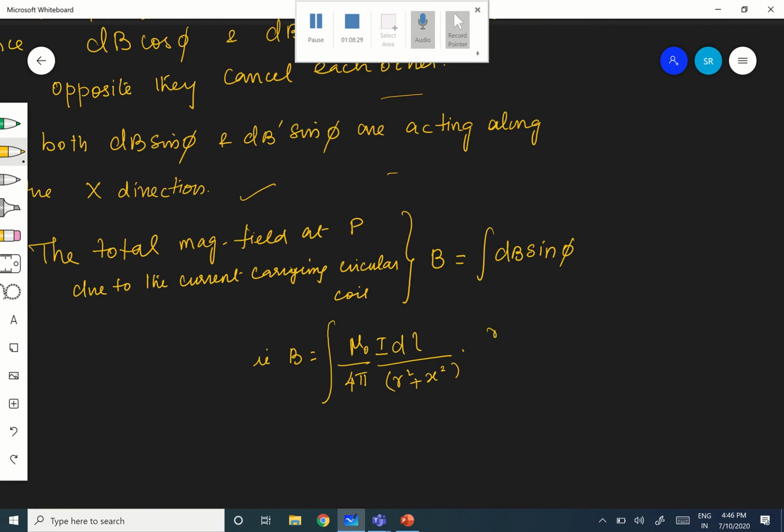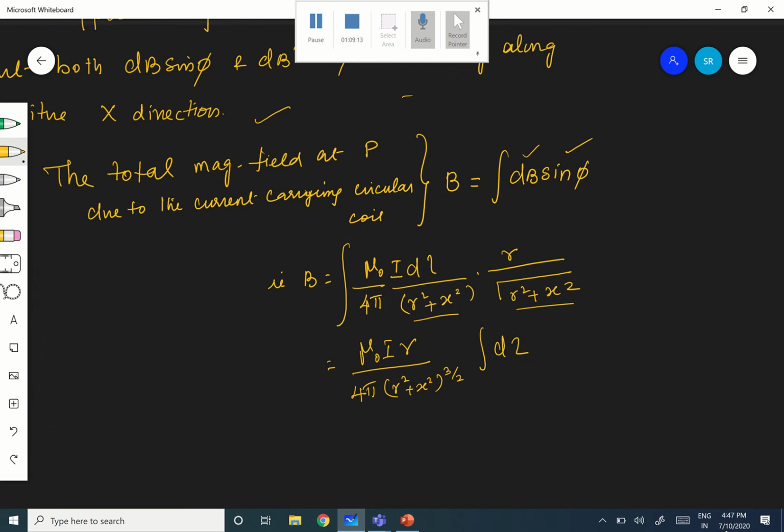r divided by root of r square plus x squared. Hope you are following. dB I have substituted, sine phi also I have substituted. Here all are constant, so take the constant out. Mu naught I, this also has r, divided by 4 pi into r square plus x square, the whole power 3/2, and integral dl. Hope you are following.